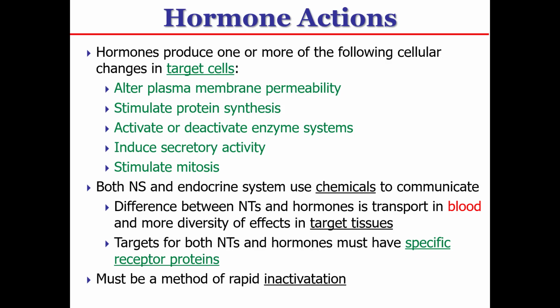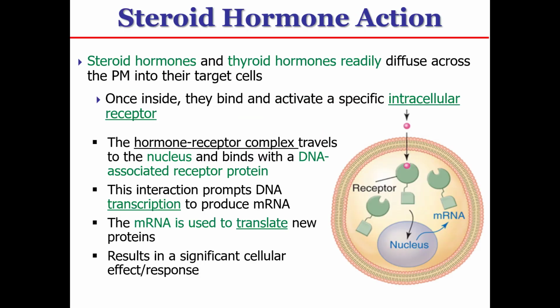So we are going to focus on the activation pathways, but just know that a target cell has to have a specific receptor in order to respond to a signal. Otherwise, it would be deaf to that signal and would not be able to respond. And we also need a way of inactivating hormones. So that's why we looked at the negative feedback control systems that help maintain hormone balance.